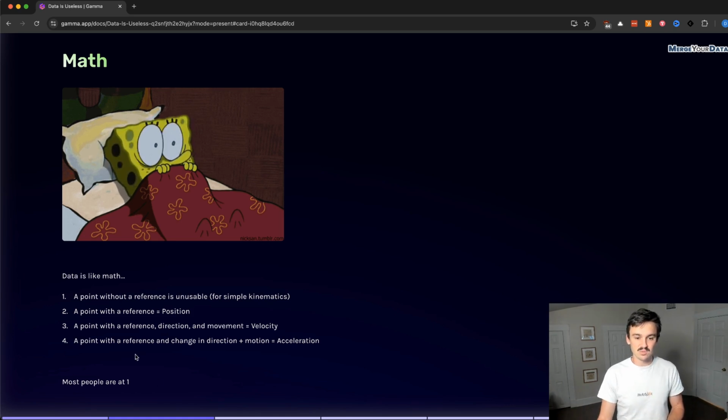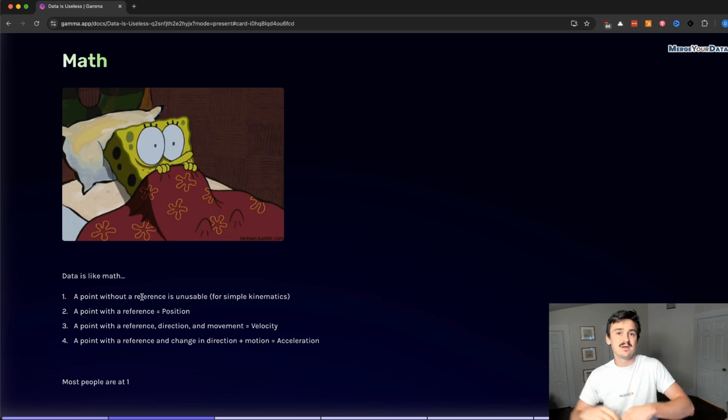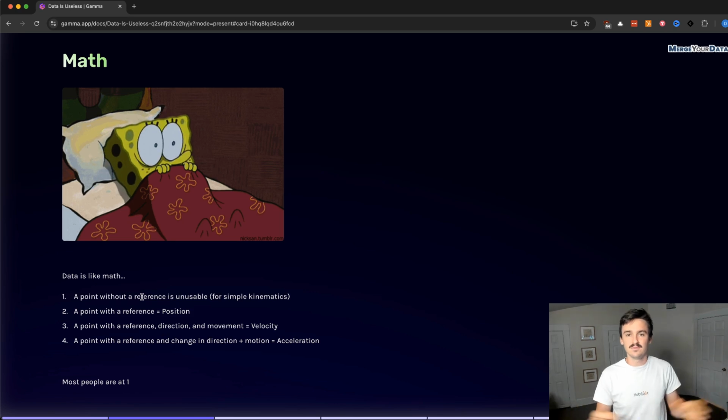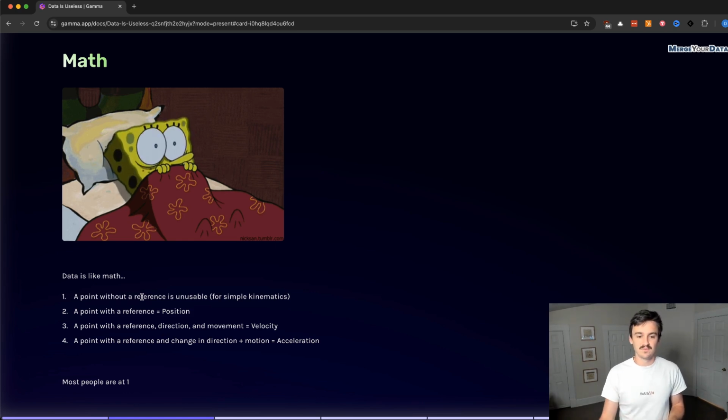And then two is where some people get to, which is they might have a reference, either a point in time, or they'll cross-reference this data point with another data point. If we're talking about demographics, they might see an age, and then they might take that age and compare it with where they're at in the customer journey, right? They'll cross-reference 2 points. Position is a little more useful, but it doesn't really tell you what's going on.